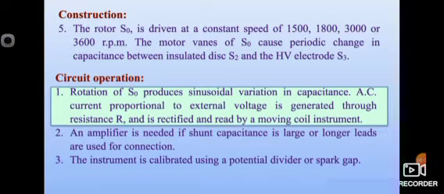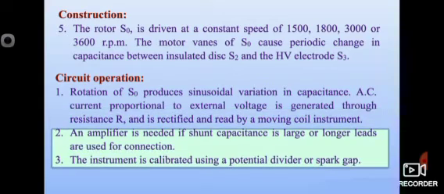Let us see the circuit operation. The rotation of S0 produces sinusoidal variation in capacitance, and the AC current, which is proportional to the external voltage, is generated through resistance R, and it is rectified and read by a moving coil instrument. The moving coil instrument is used for DC. An amplifier is needed if shunt capacitance is large or longer leads are used for connection. Therefore, we are using R in series with the diode.